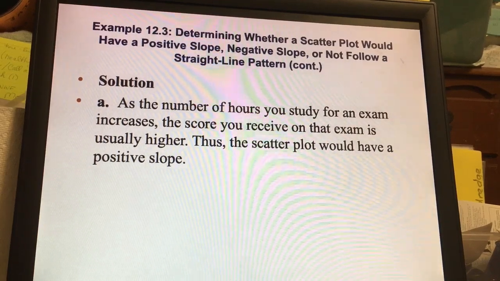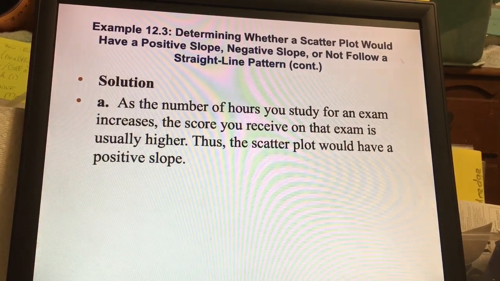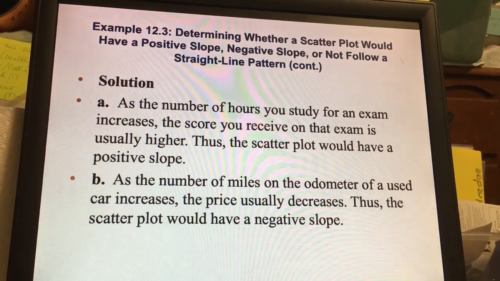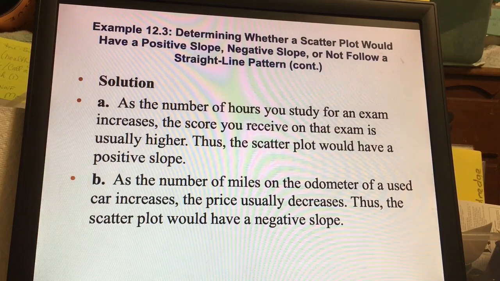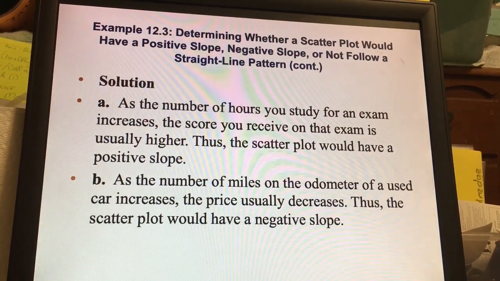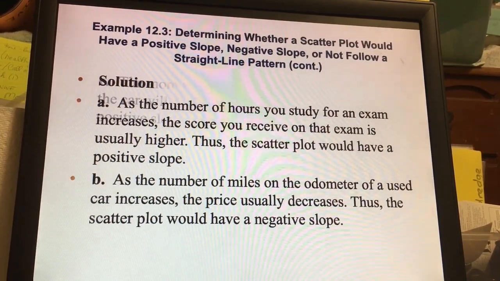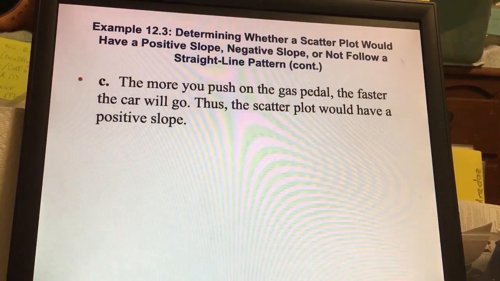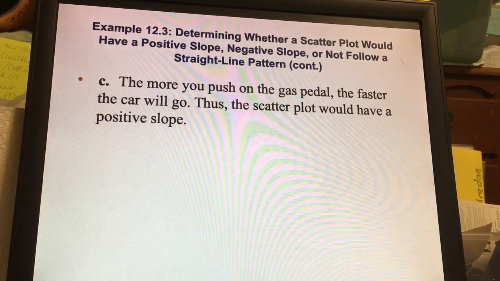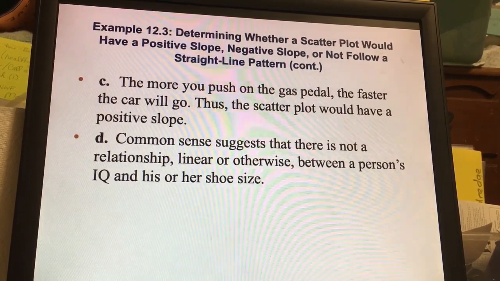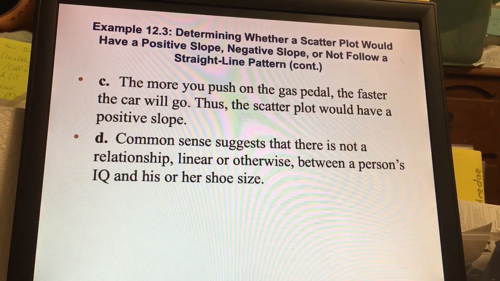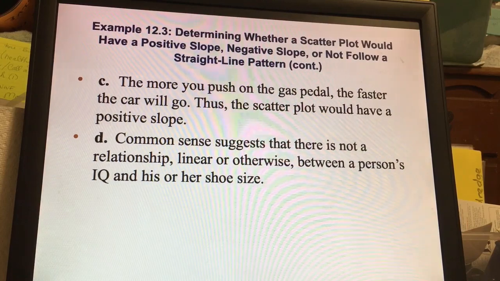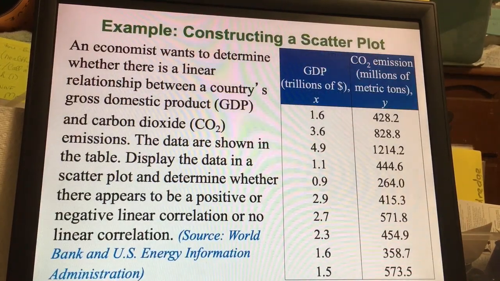Okay, so now they're giving you the answers, which I basically already went through with you. The scatter plot would have a positive slope for hours studied versus our score on an exam. Number of miles on an odometer will negatively affect the price of the car. So the price will decrease. That will have a negative slope. The more you push on the gas pedal, the faster the car will go. Thus, the scatter plot would have a positive slope. And lastly, we would expect there is not a relationship, linear otherwise, between the IQ and his or her shoe size.